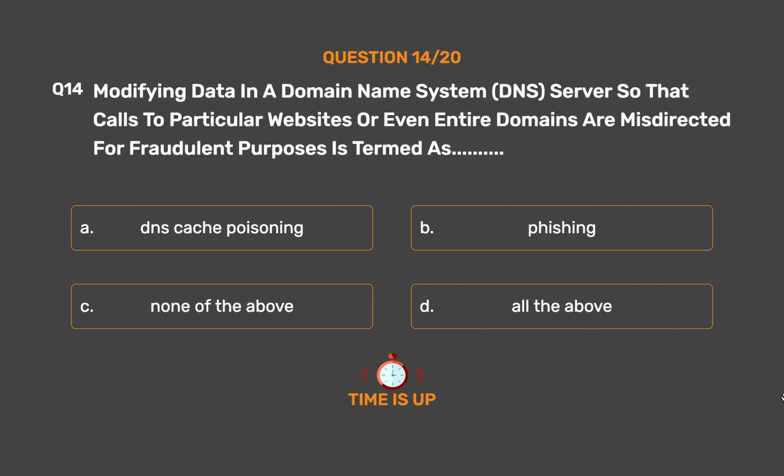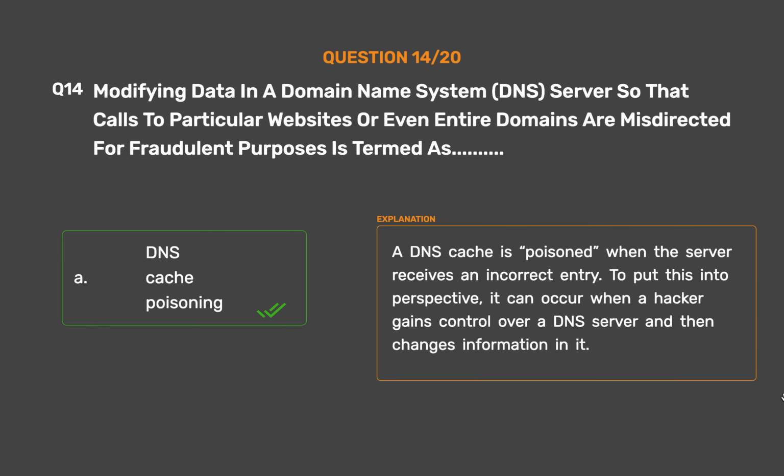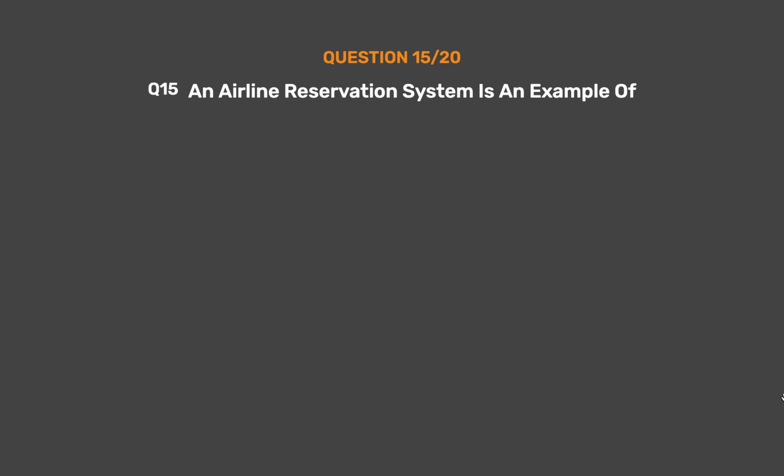The correct answer is option A. DNS cache poisoning. A DNS cache is poisoned when the server receives an incorrect entry. To put this into perspective, it can occur when a hacker gains control over a DNS server and then changes information in it.